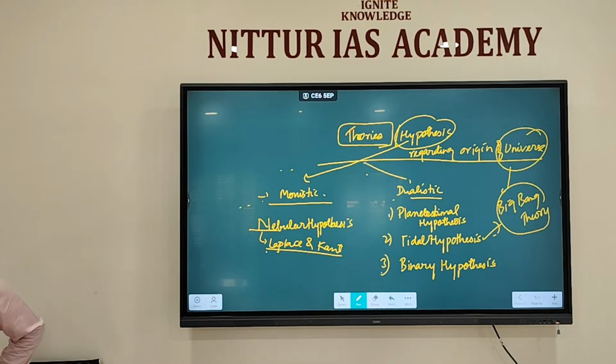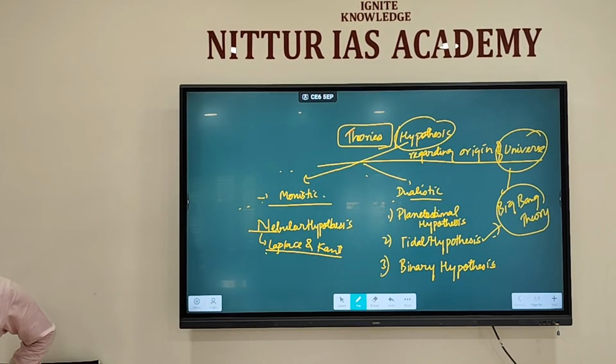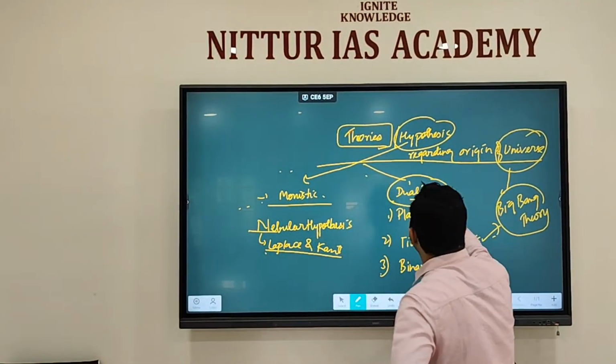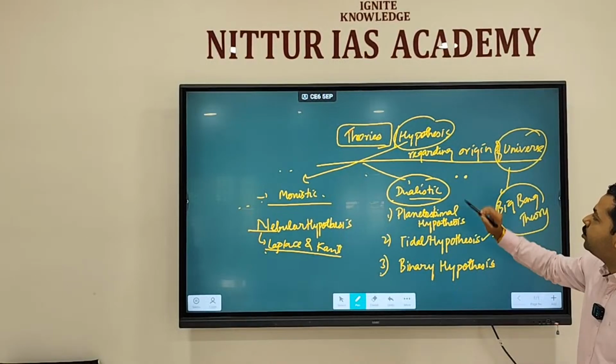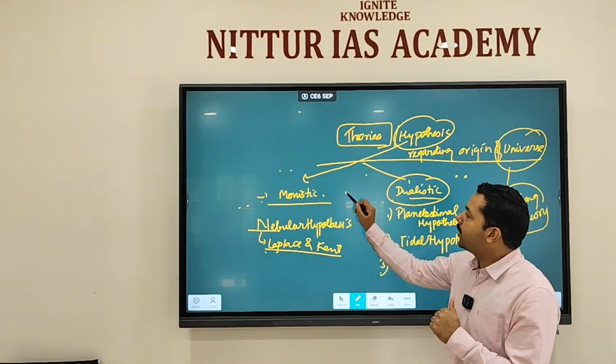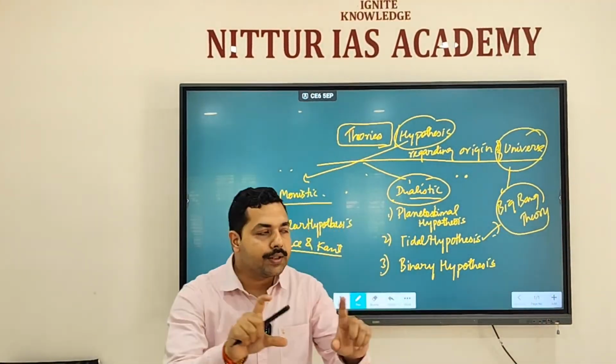As the name indicates, monoistic means single. Mono means single, and dualistic means two. So monoistic means singular, dualistic means two things. These dualistic theories are saying that the universe is formed because of the presence of two stars. That's why it is a dualistic theory. Monoistic means one thing, so that's why it is called a monoistic theory. That's why we have this categorization.